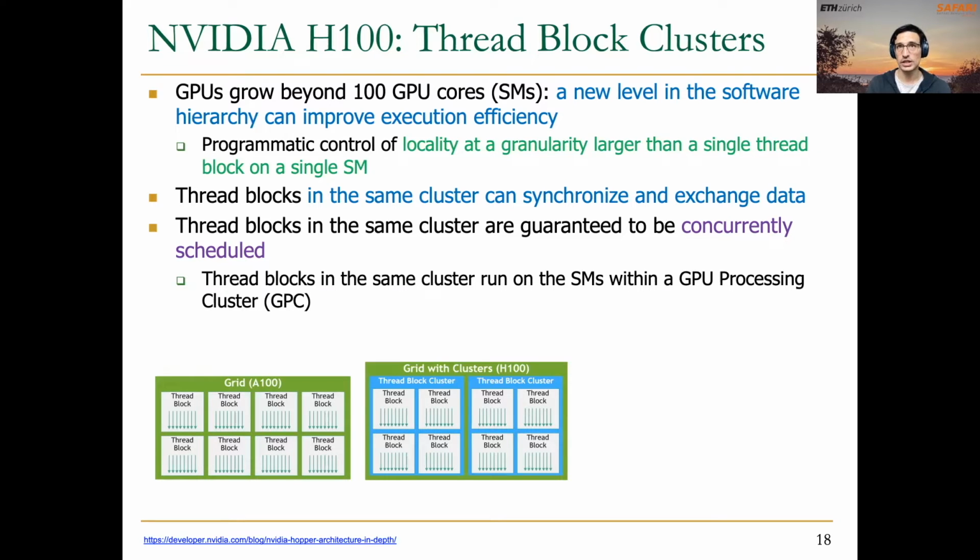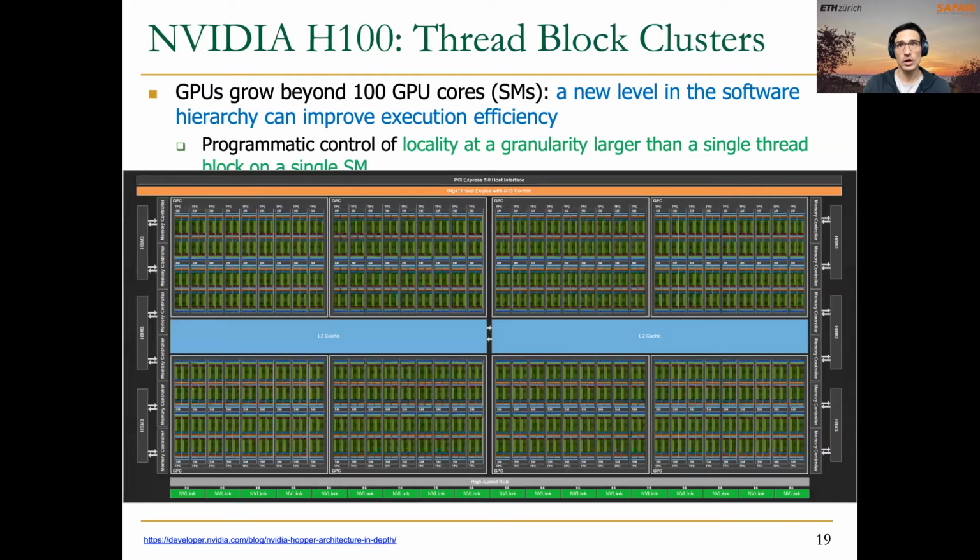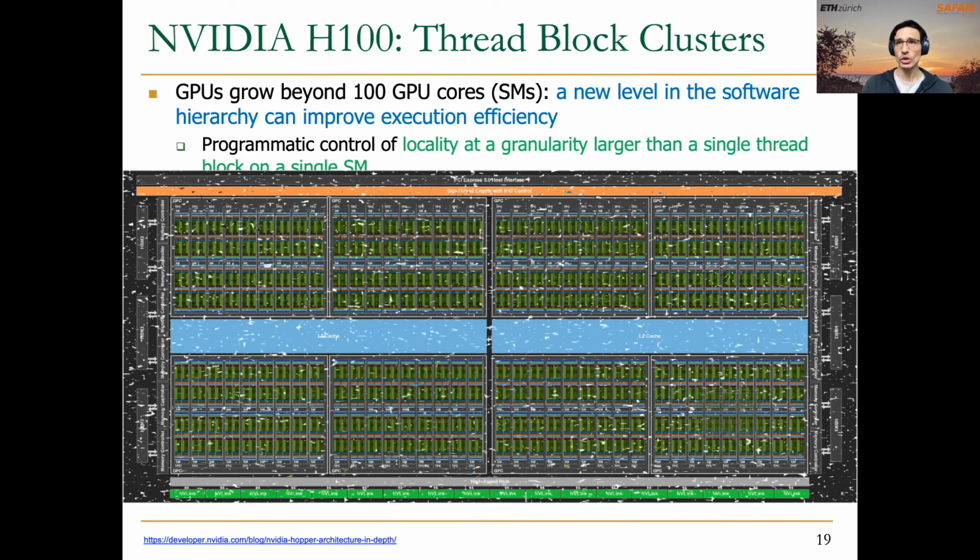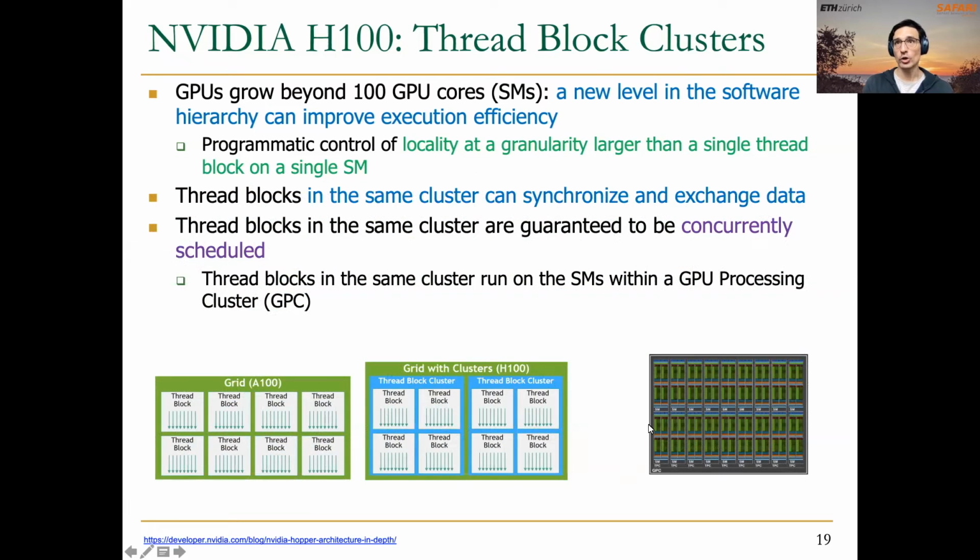Actually, these thread blocks in the same cluster run on the SMs within a GPU processing cluster, or GPC. If you don't know exactly what this is, you can identify these GPCs in the overview in this layout of the H100. The GPC is each of these portions of the H100 that you see. So in total, you can see that we have 8 GPCs in the H100 GPU. So threads and thread blocks running on the SMs of this GPC will have the ability to communicate, exchange data, and synchronize if they belong to the same thread block cluster.